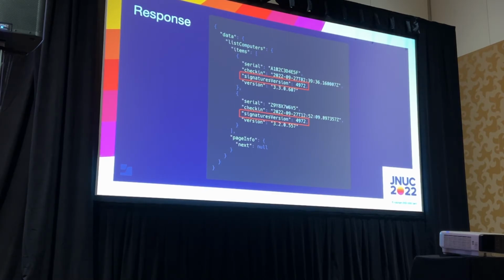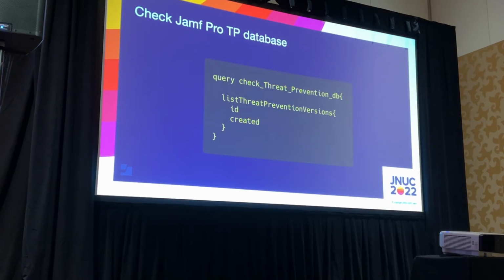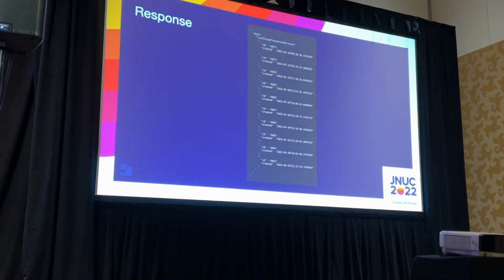Now that we have the threat prevention database version that is on our devices, we can check the actual Jamf Protect database. So what's the version there? We can actually compare them. And we will get a list of all the IDs of the threat prevention databases and the last time it was updated.